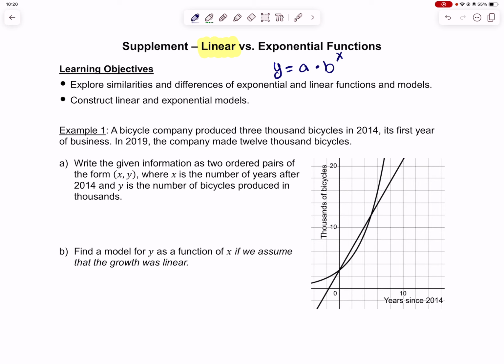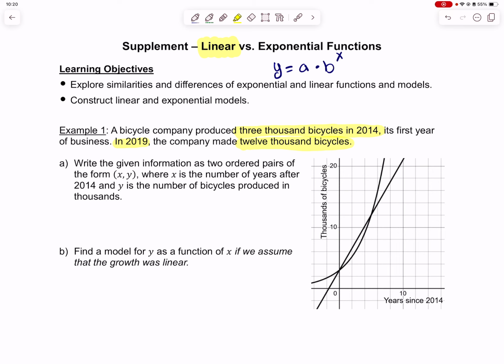So we're going to take an example here to look at what happens when we have these two different types of growth. For our problem, we are told that a bicycle company produced 3,000 bicycles in 2014, its first year of business. And then in 2019, the company made 12,000 bicycles.